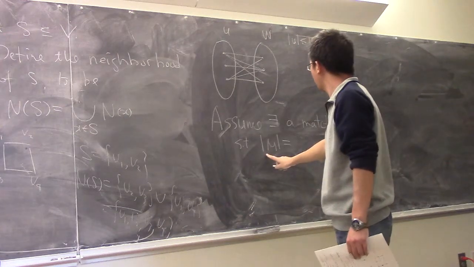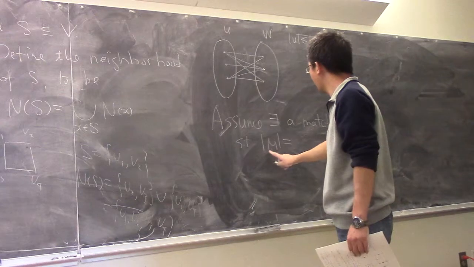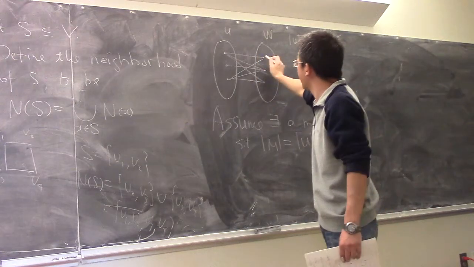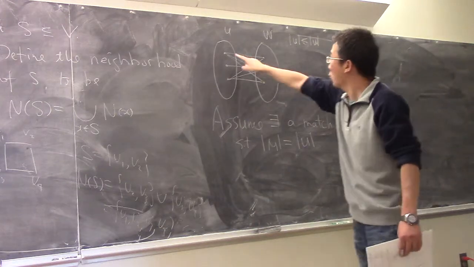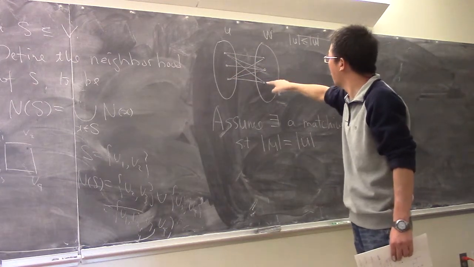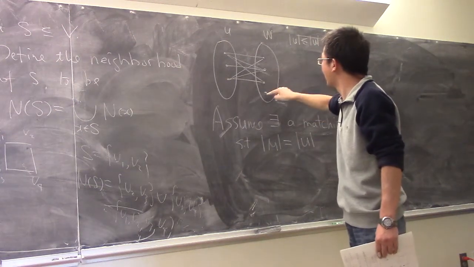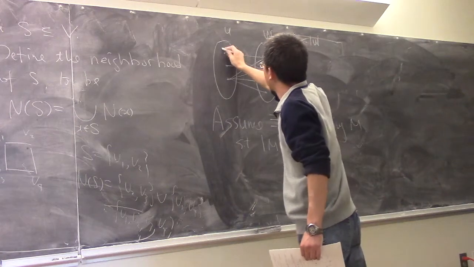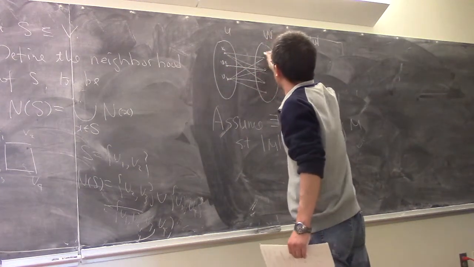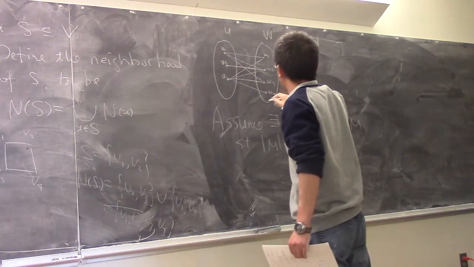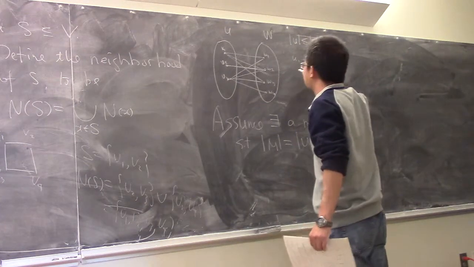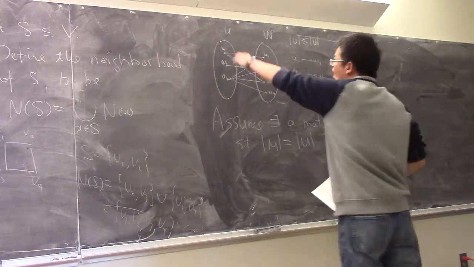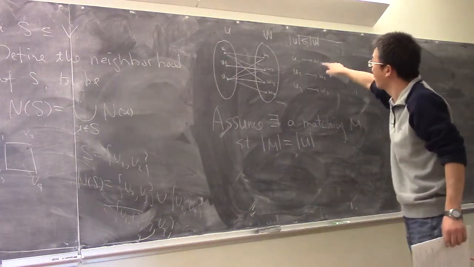So if there exists a matching such that the cardinality of the matching is exactly equal to the number of vertices in U, what does that mean? It means everyone in U is paired with someone from W. Of course, the cardinality of W might be larger. For example, take U1, U2, U3 and W1, W2, W3, W4. I can pair U1 with W1, U2 with W2, and U3 with W3. So that's a matching, and everyone is paired with some distinct vertex from W.